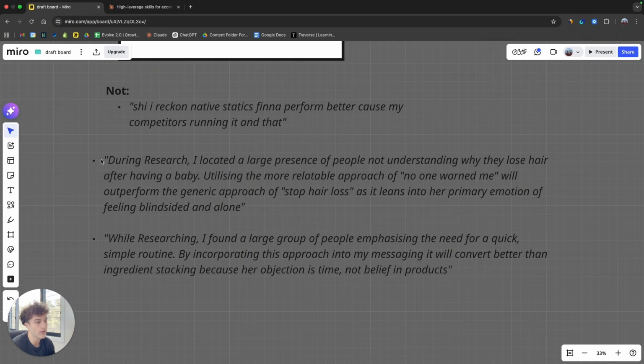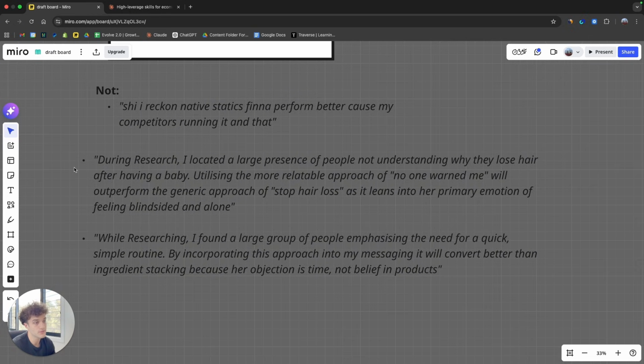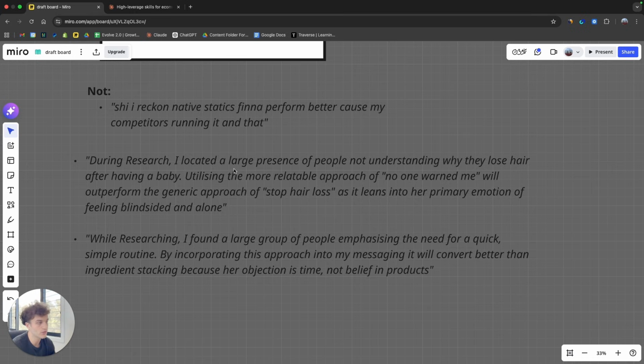So anyways, moving on now to a better hypothesis, I would say. So this might be one that we create. During research, I located a large presence of people not understanding why they lose hair after having a baby.